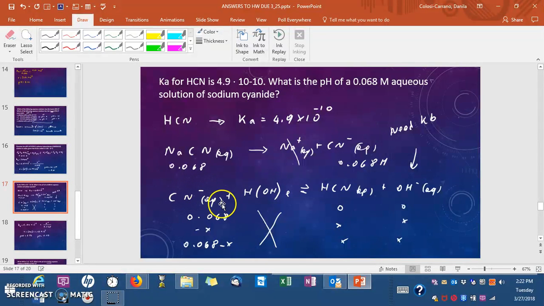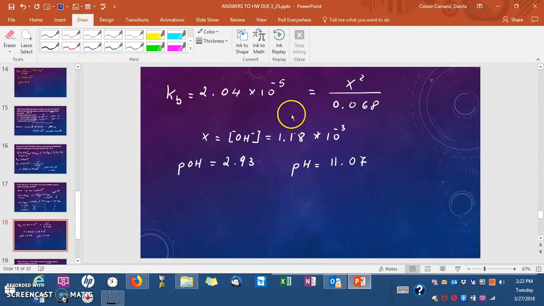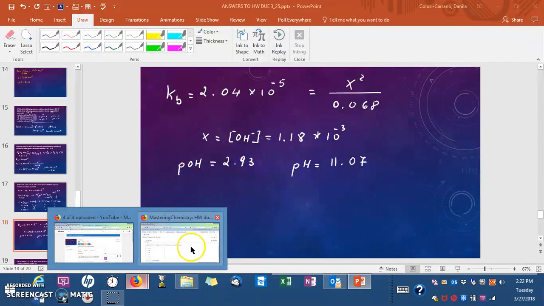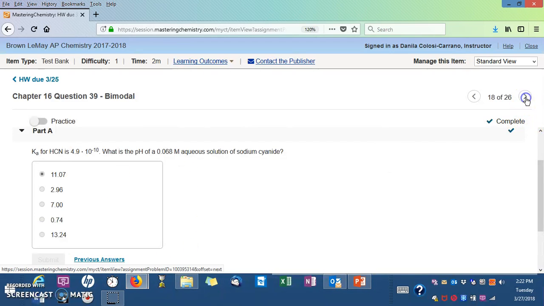This one has a minus, so it behaves like a base. So Kb is actually what you need. But they are giving you Ka, so that's not good. You need to go to Kb first to solve for X. Once you have X, this means you have the amount of OH minus in place, so you get pOH and therefore pH. And this is the number.